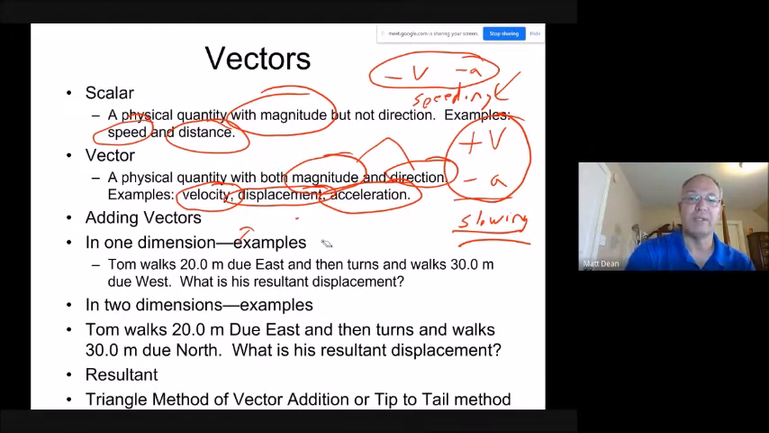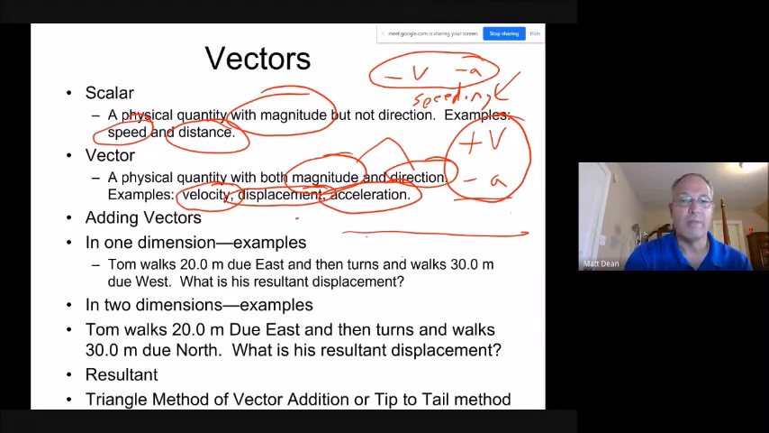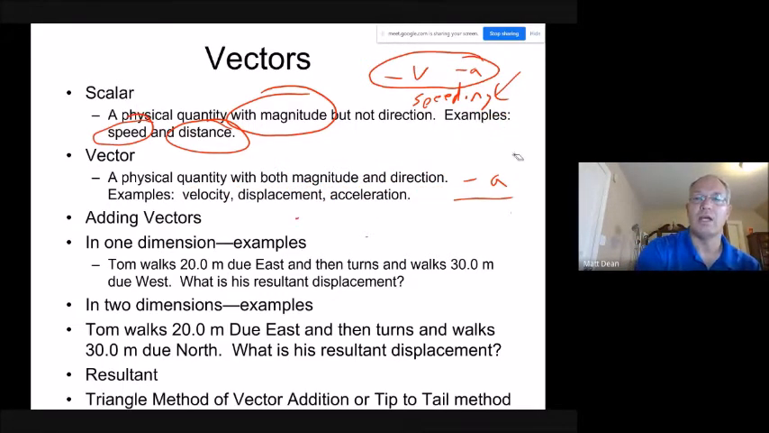So let's look at the simplest cases of vectors. Let's look at vectors when they're in one dimension. So you have two or more vectors that are both acting maybe horizontally or maybe both acting vertically. So here's a simple example. Tom walks 20 meters due east and then walks 30 meters due west.